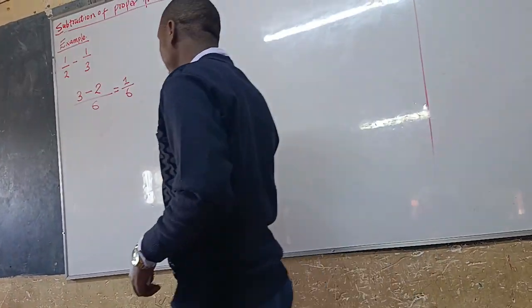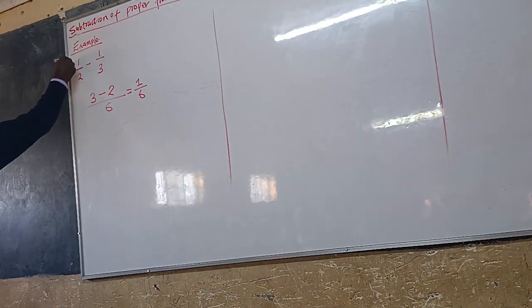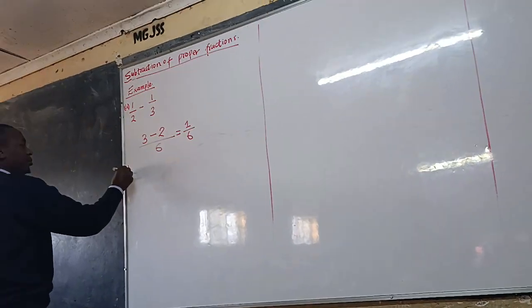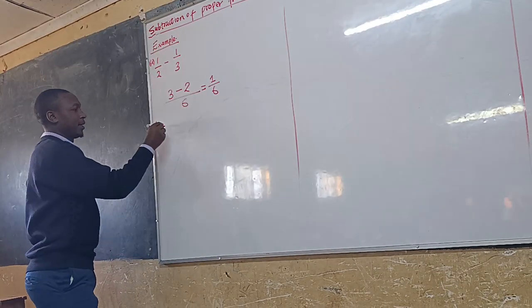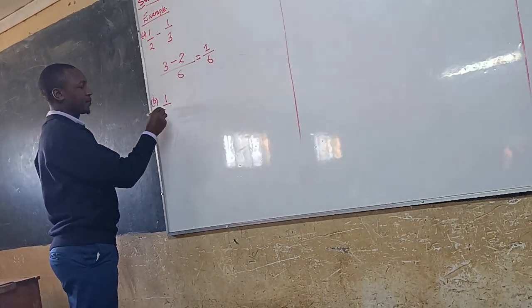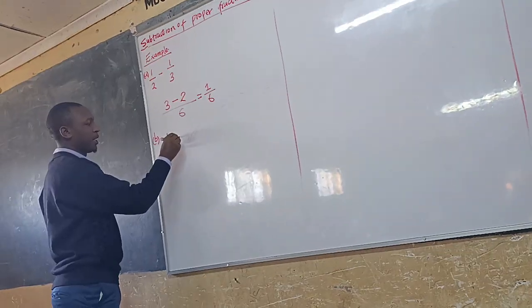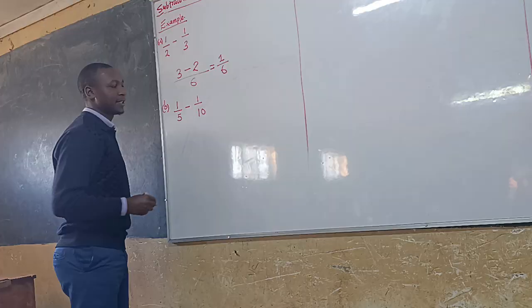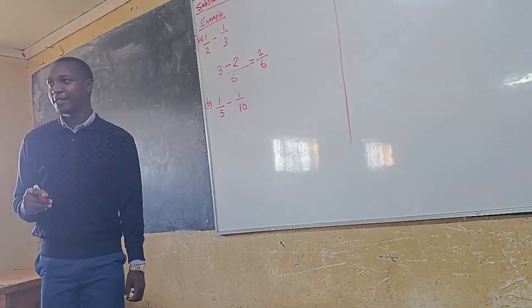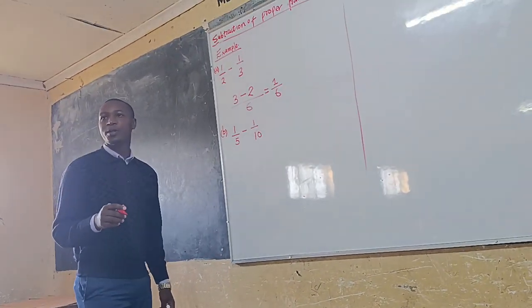Haya, ya pili, the second example. This is example A, this is B. So we can try another example like 1 over 5 minus 1 over 10. Let's see what happens in that case. So the first thing, what do we do?